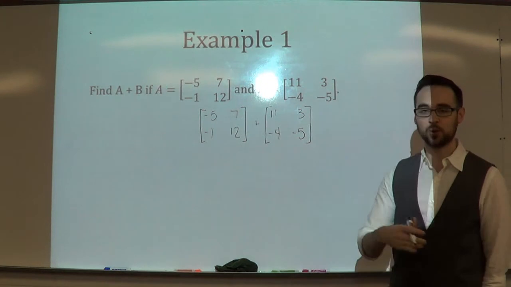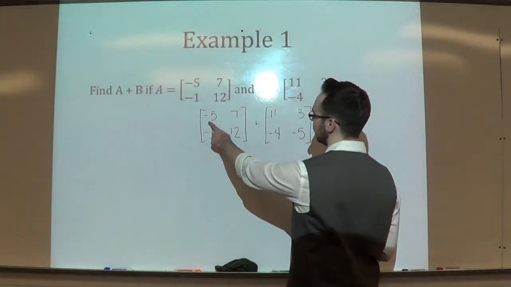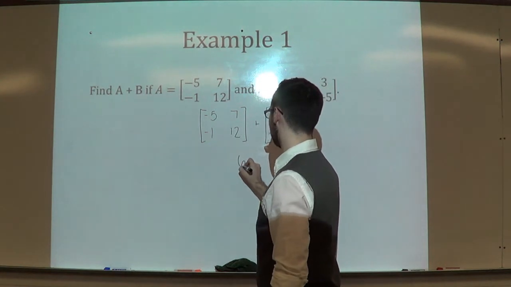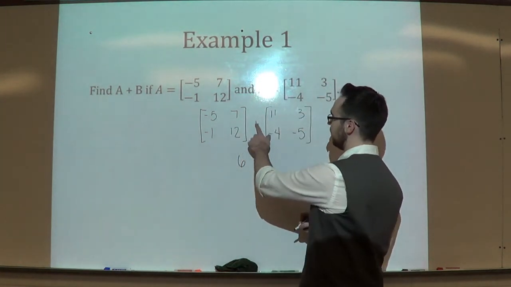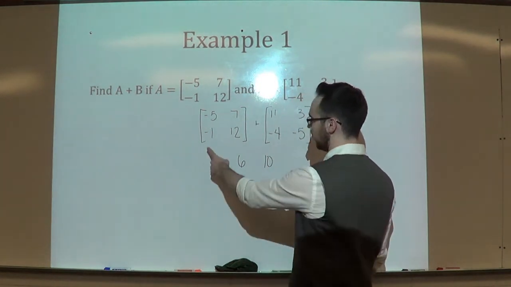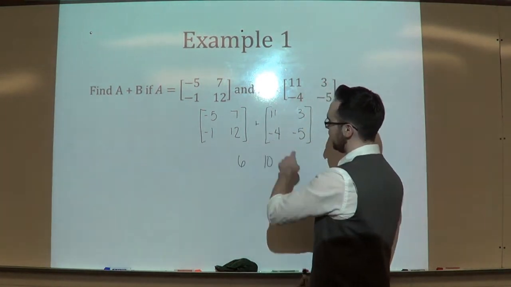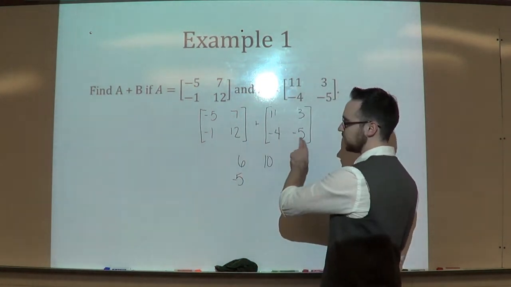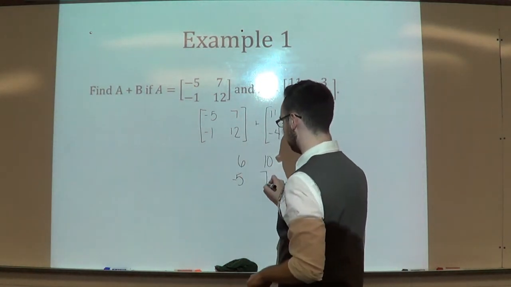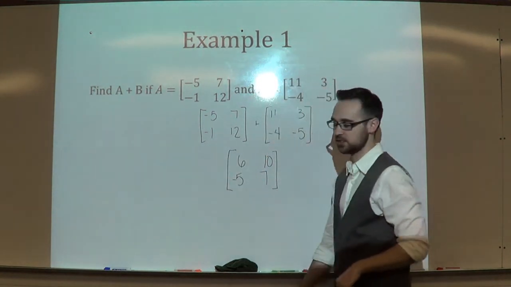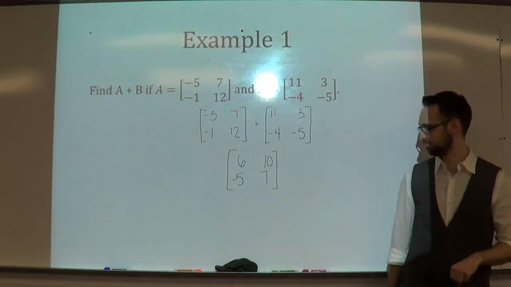So again, we're adding those corresponding elements. So we have the first element and the first element. Negative 5 plus an 11 is 6. 7 plus 3 gives us a positive 10. Negative 1 plus a negative 4 is a negative 5. And then 12 plus a negative 5 is a positive 7. We add our brackets around the outsides of that to complete the look of the matrix, and that's our solution.